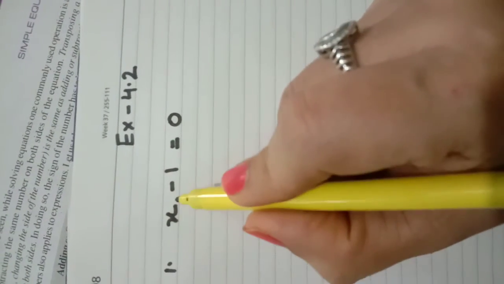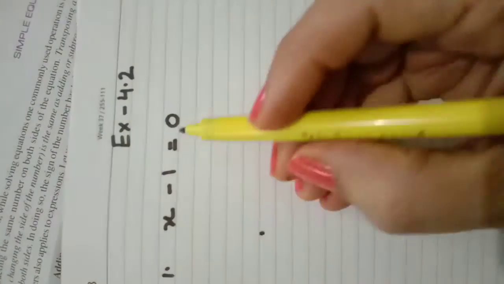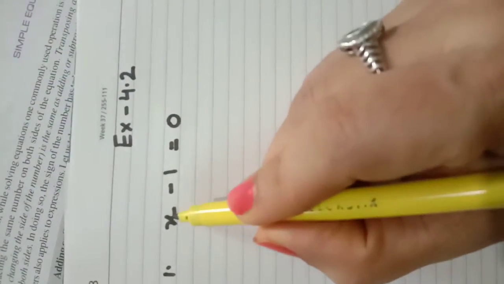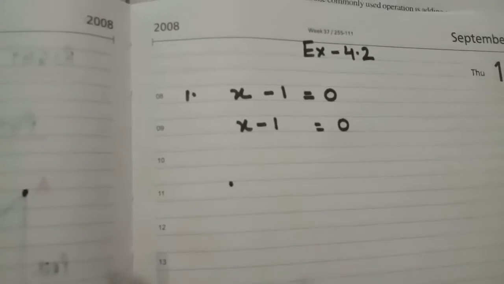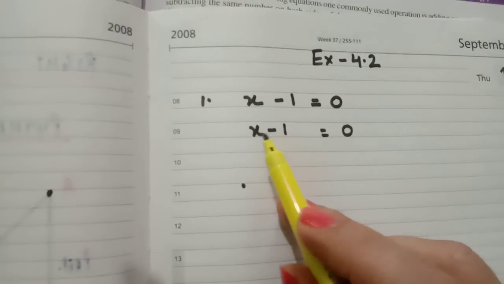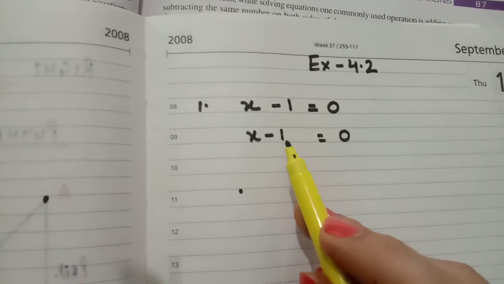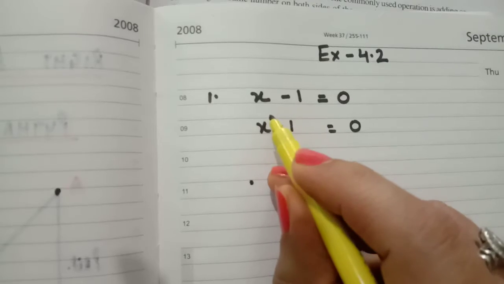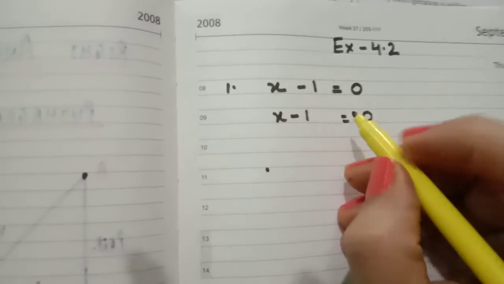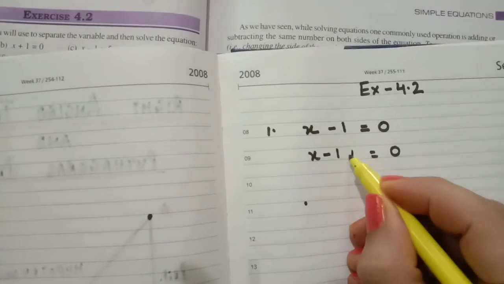I have taken the equation as x minus 1 equals 0. So now what I have to do is remove this x and 1 from this equation. My work is to separate this variable and the constant number from here. So for this, I have to remove this minus 1 from the left hand side. This is minus of 1, so I'll add 1 to it.